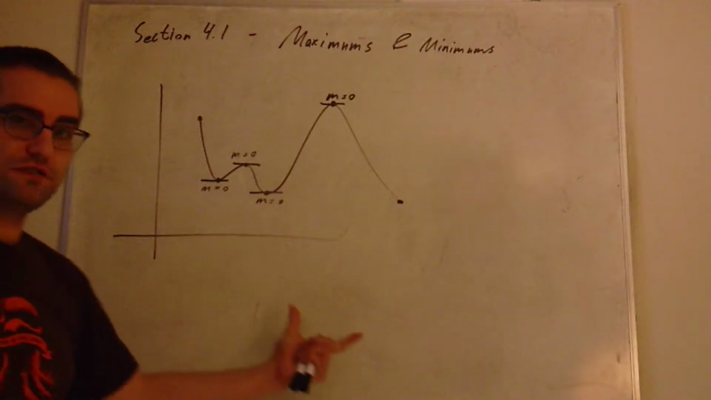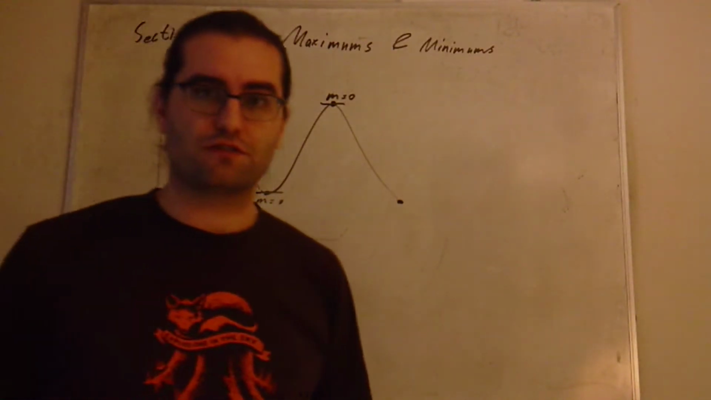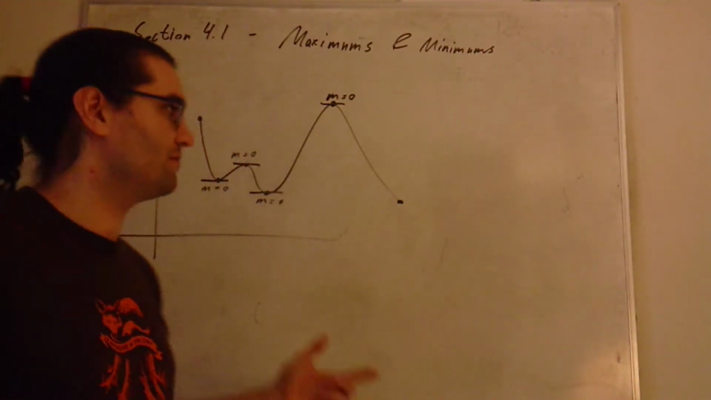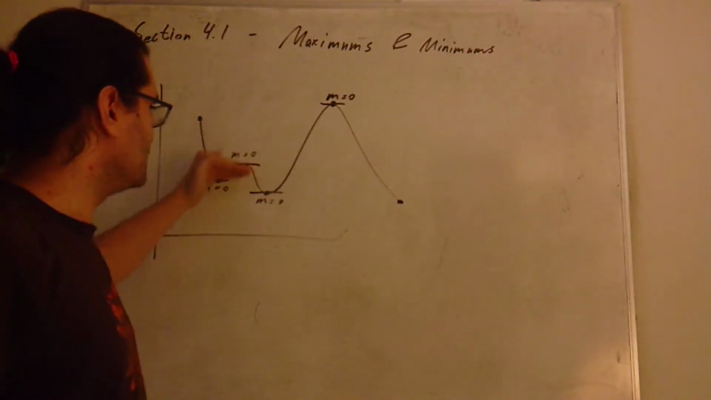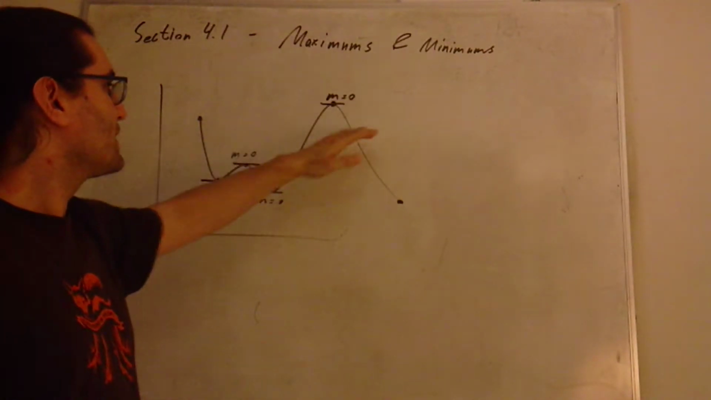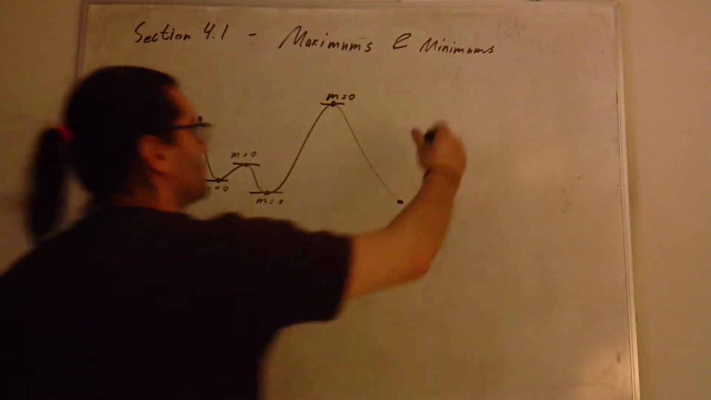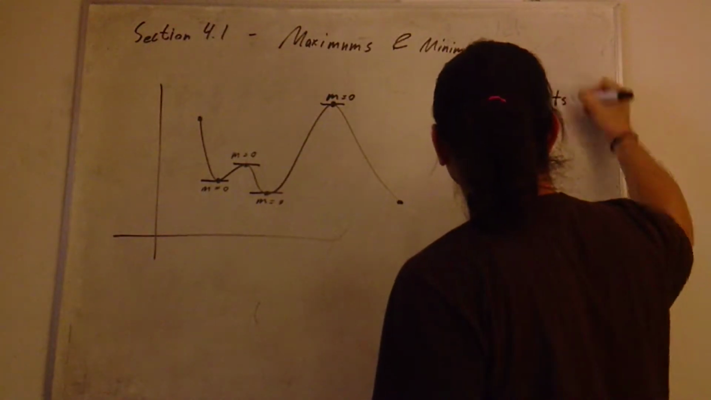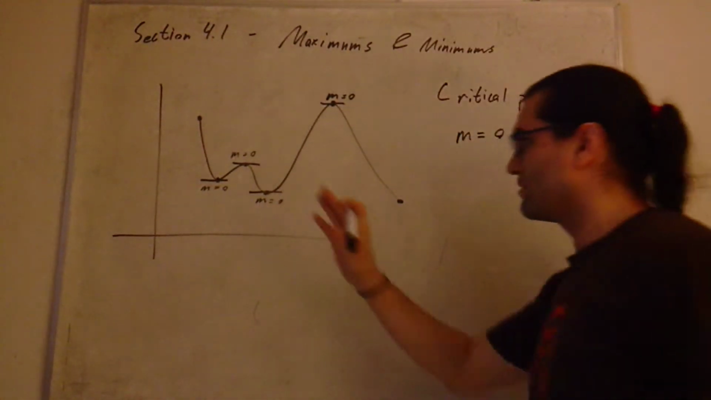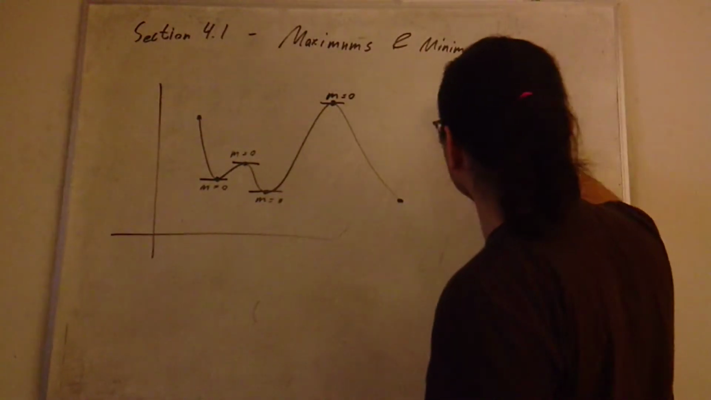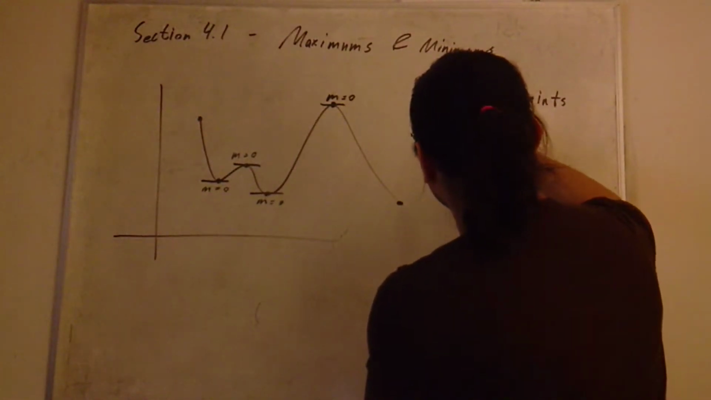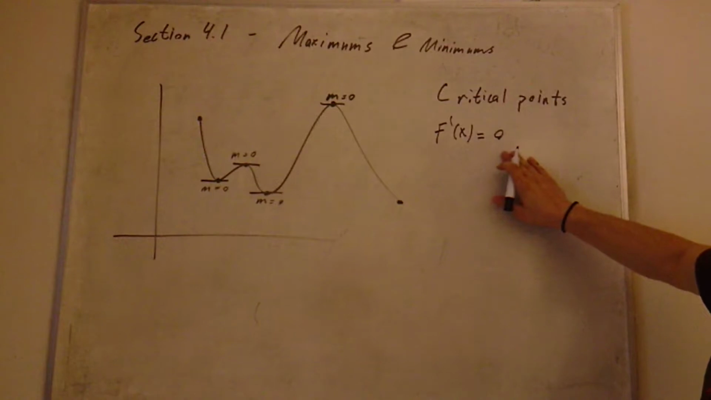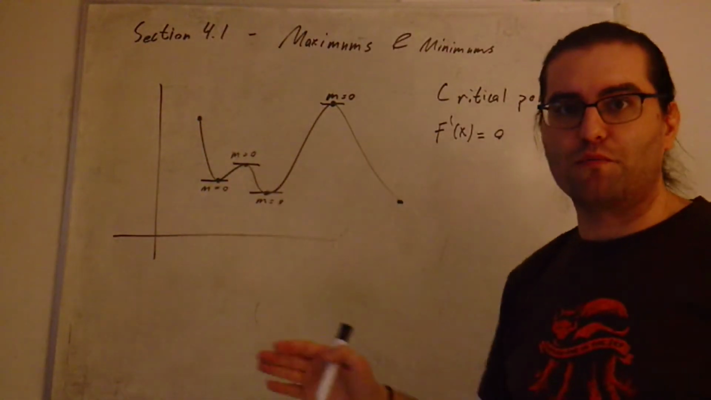We're going to look at functions. We're going to take derivatives of those functions. Once we have the derivative, we're going to set the derivative equal to 0. And we're going to find the x values that make the derivative equal 0, because those points are called critical points. The points where f prime of x equals 0. All the points where the derivative equals 0, that's when the function has maximum or minimum values.